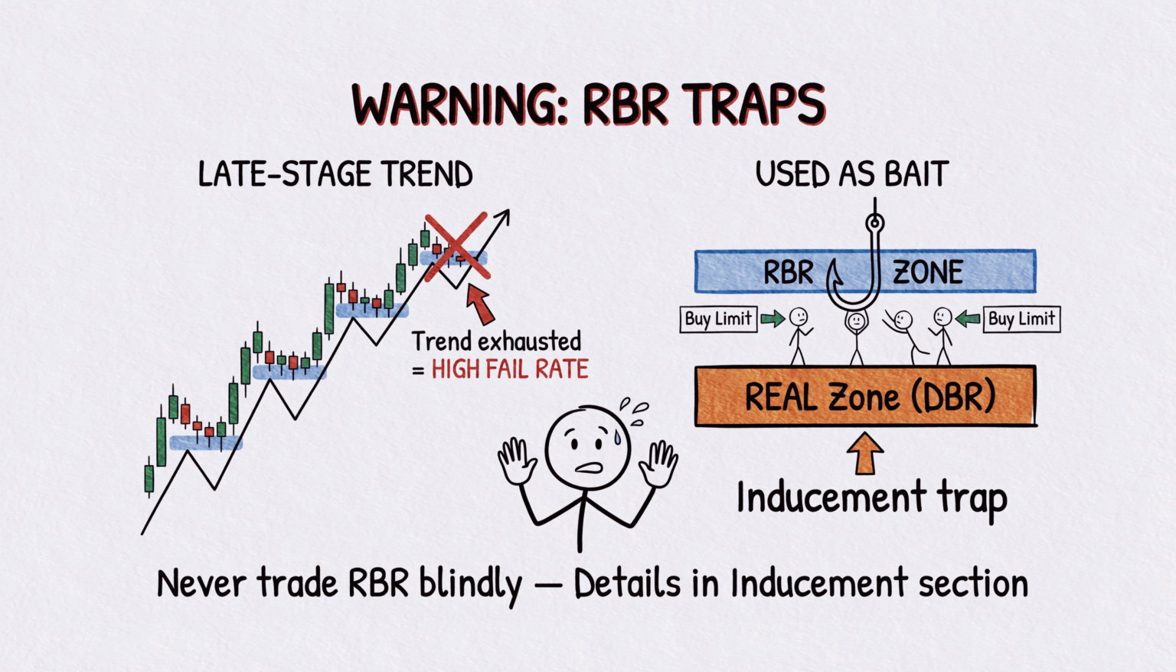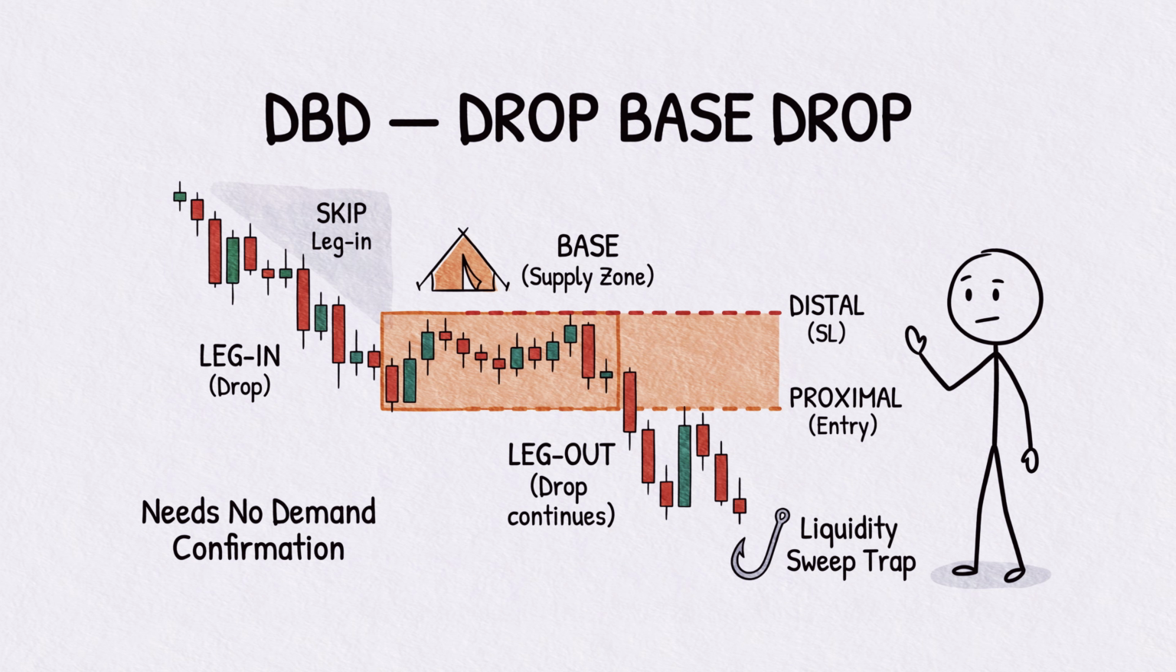Because if RBR is already dangerous, then DBD is equally dangerous. DBD, drop, base, drop. A bearish continuation pattern creates a supply zone, the mirror image of RBR. At its core, redistribution. Smart money pauses the decline, creating the illusion that the bottom is in, luring bottom fishers to jump in, accumulating more sell orders, then smashing support below.